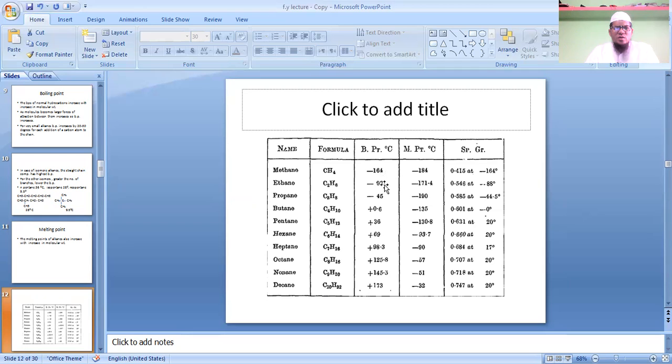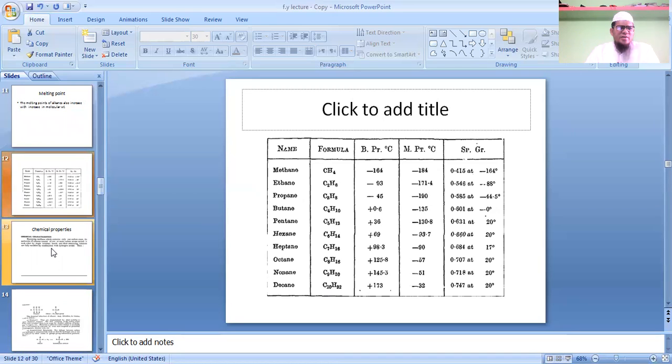Here 164, here 90, minus 93, minus 45, so it is increasing with increase in the molecular weight. Here you may see 36 degrees centigrade, 69, 90. With increase in the molecular weight there is increase in the boiling point or melting point.